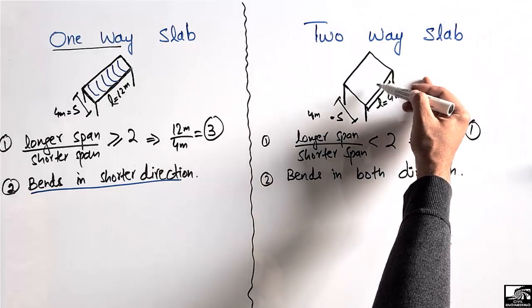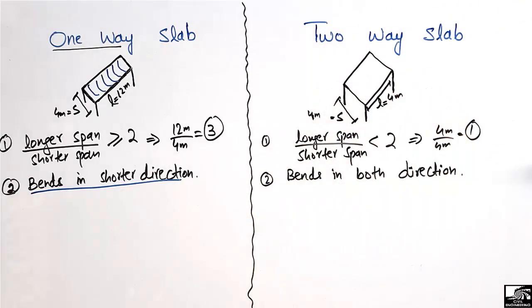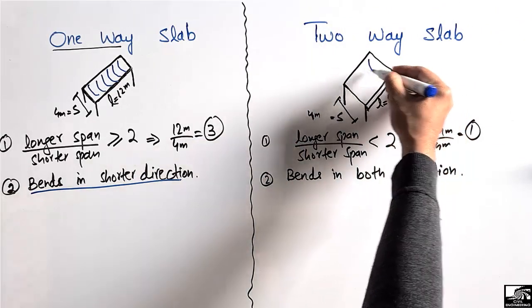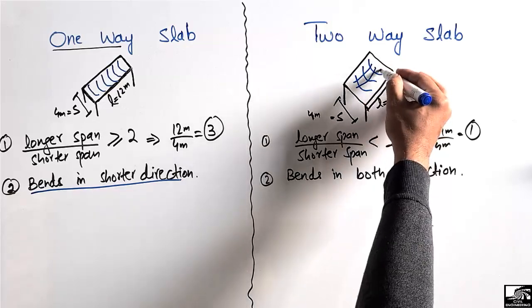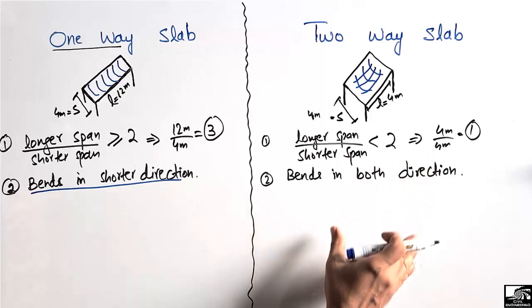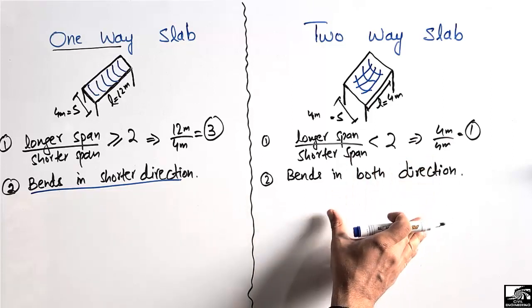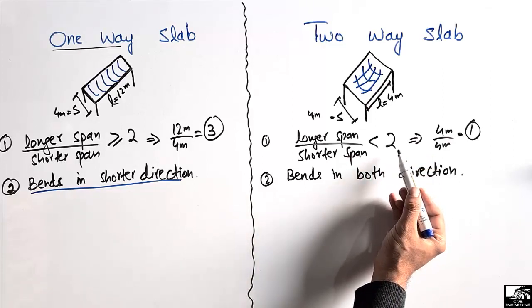If we look at this slab, it will bend in this direction similarly as well as in this direction, because the dimensions are almost the same, because the ratio is always less than 2.